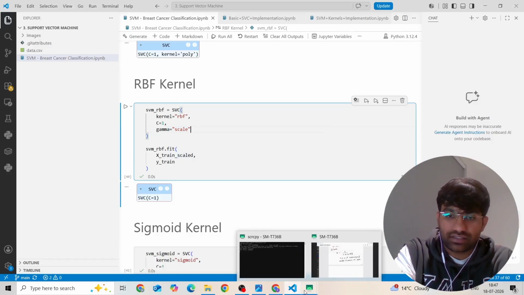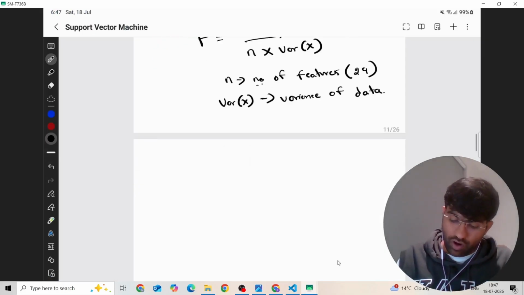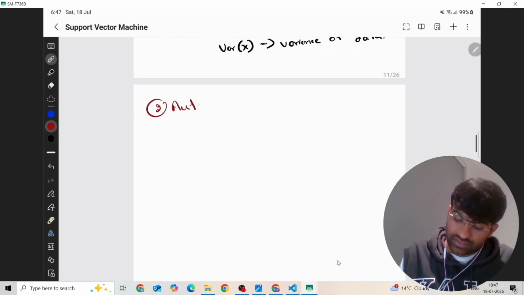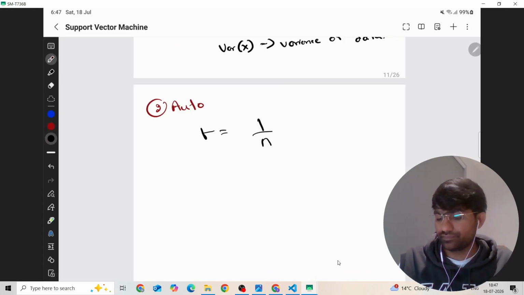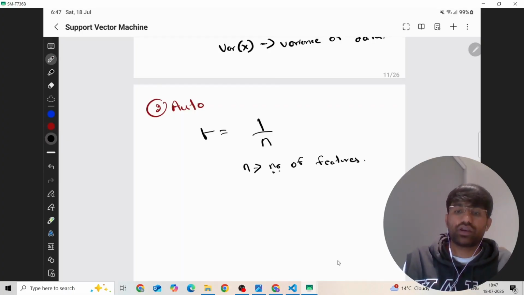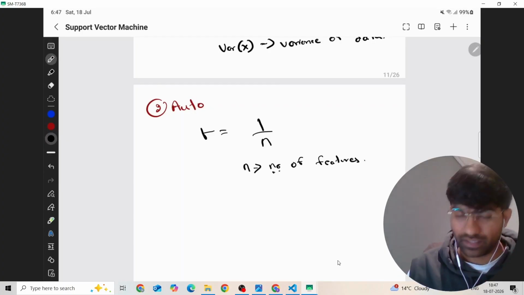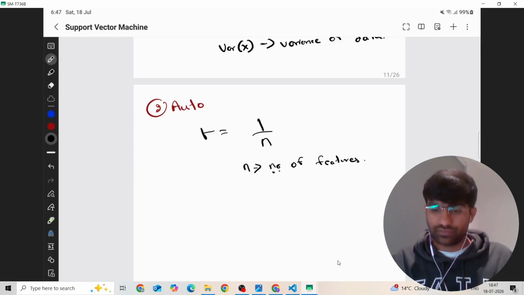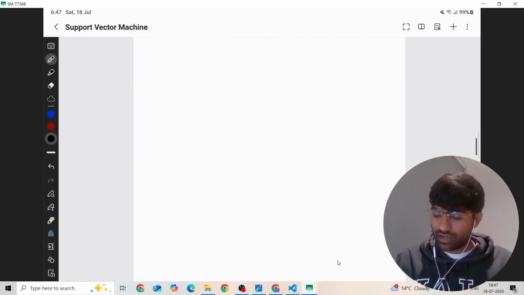And there is another method that is auto. It is a simple formula. Here the gamma is equal to 1 divided by n. N is the number of features, number of independent variables or number of columns. Simple. Gamma is equal to 1 by n. So these are two different ways of finding the gamma. Okay.